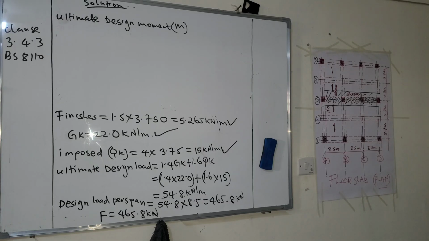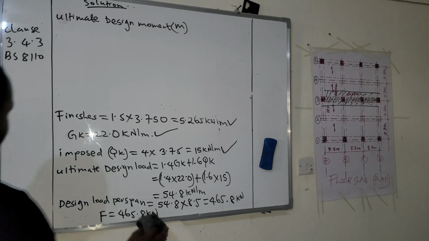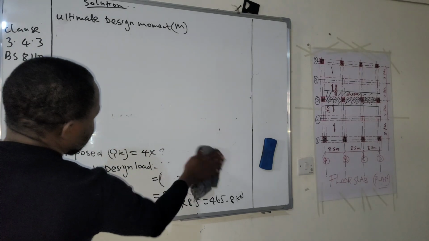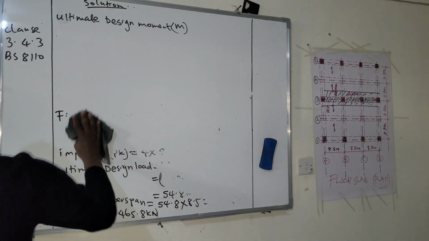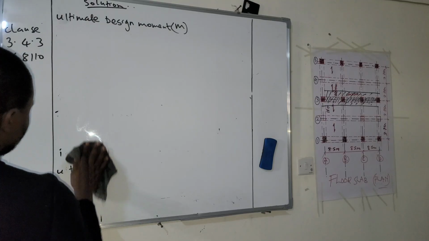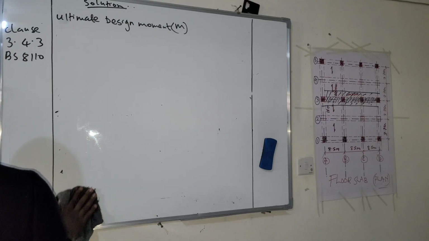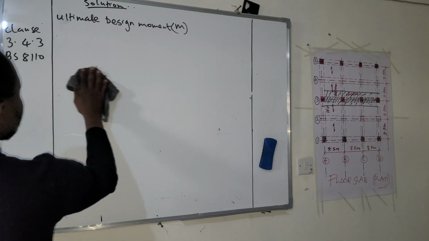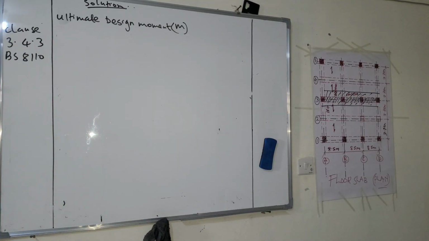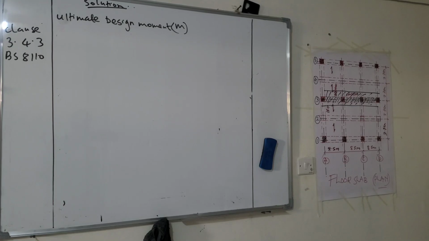Now you can proceed to a table which will give us the formula that we will use to calculate the ultimate moment. So I'm going to draw the table and later I will explain.